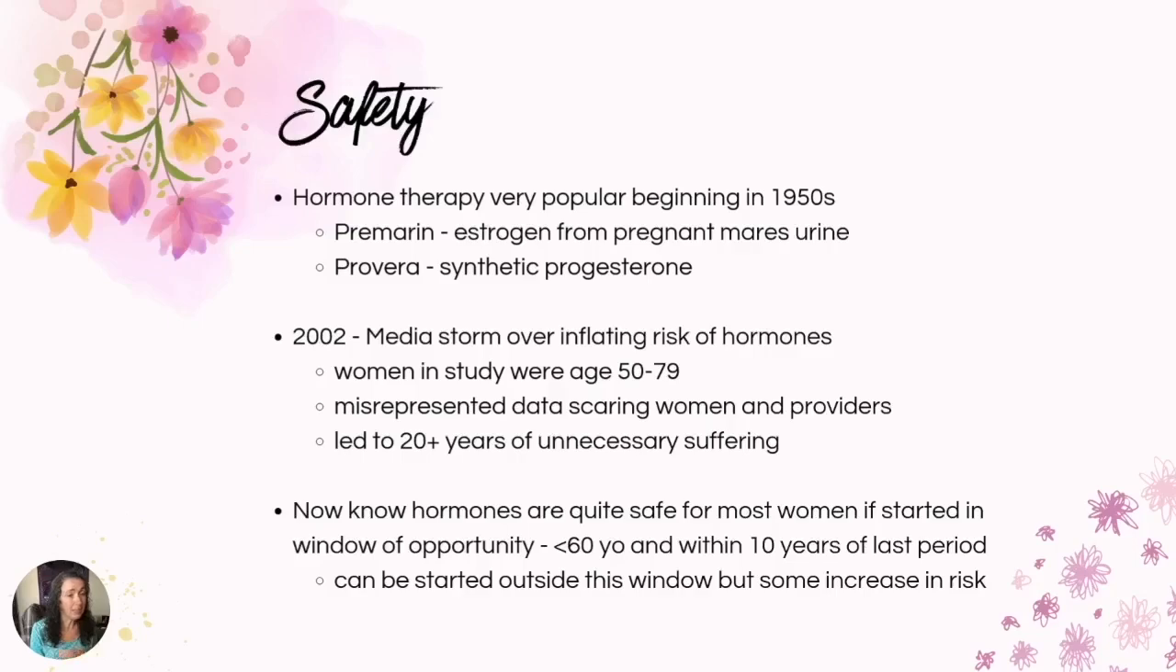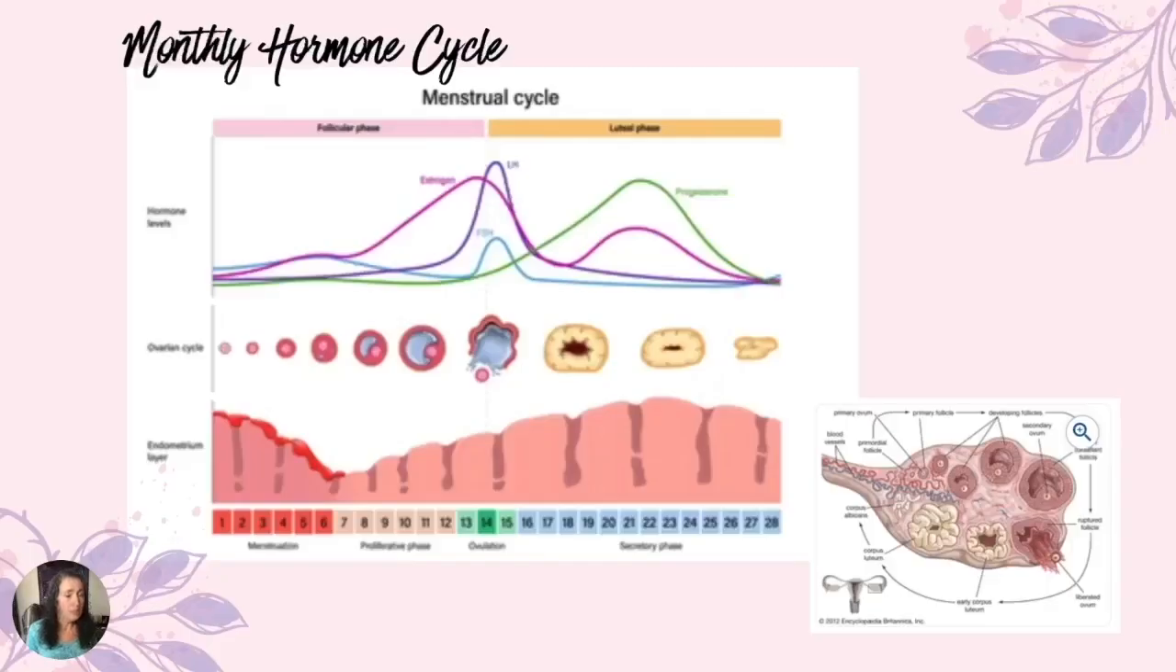They can be started outside that window, at greater than 60 years old and greater than 10 years after the last menstrual period, but they do come with increased risks. Again, I talk about that more in the video, but just be aware of that. In terms of hormone physiology, I'm going to briefly go over this, and again, I go into this more in the other video, but just to give you a high level summary.